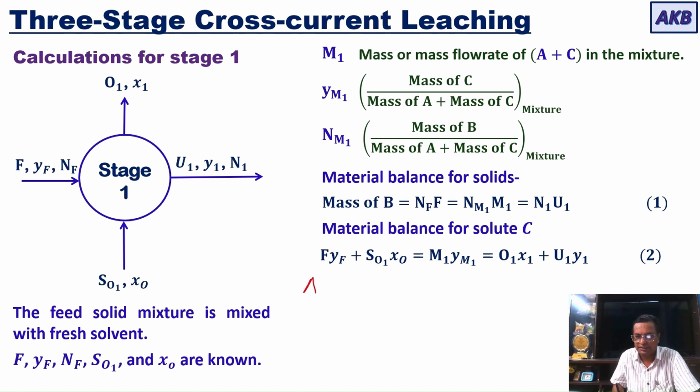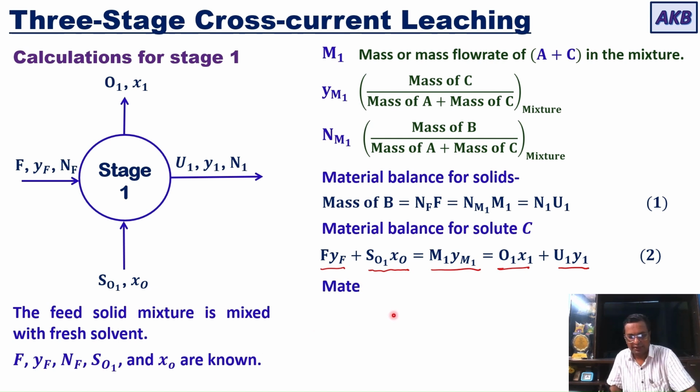So how do you get this? F is A plus C in the feed and YF is C upon A plus C in the feed. So A plus C gets cancelled and you are left with C, so this quantity gives C in the feed. Similarly, this will give C in the solvent, C in the mixture, C in the overflow, and finally C in the underflow. So in this way, you have to write the material balance for solute C for stage 1.